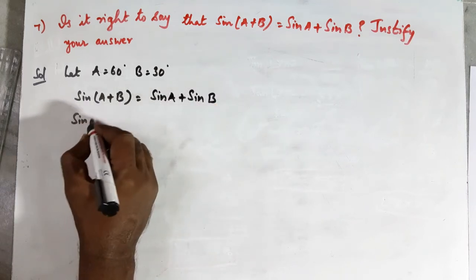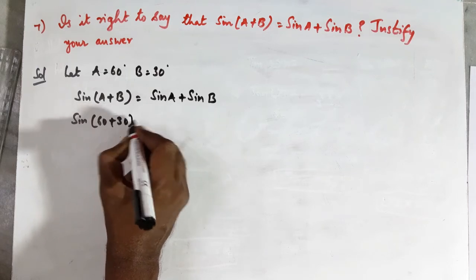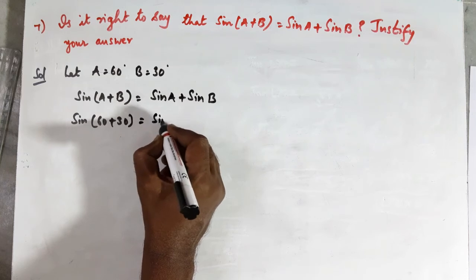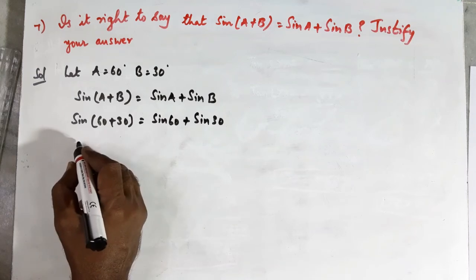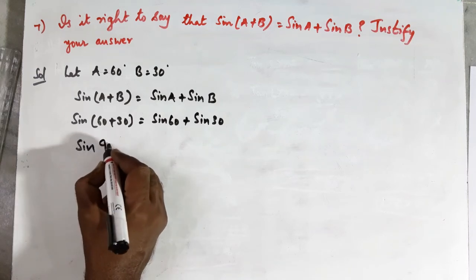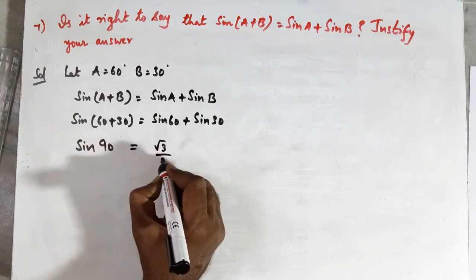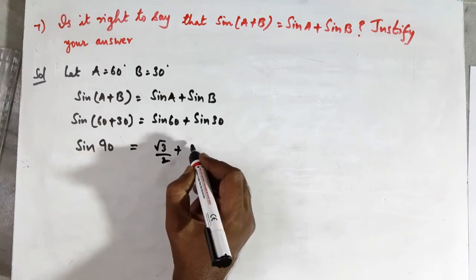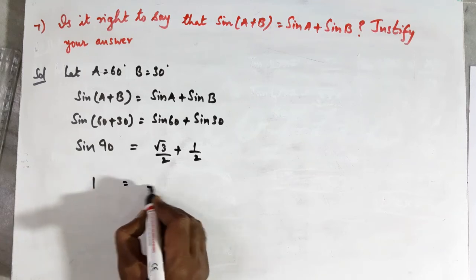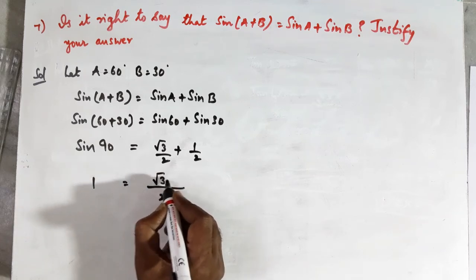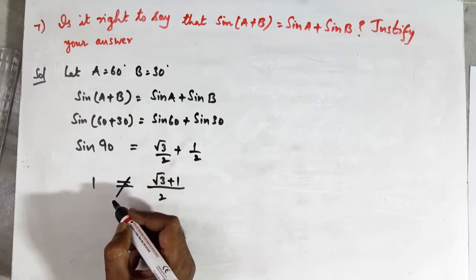Sine of a is 60 and b is 30. Sine of 60 plus 30, that is sine 90, is equal to sine 60, root 3 by 2, plus sine 30, 1 by 2. Sine 90 is 1. Here we have root 3 plus 1 by 2. Whether these two are equal? No, these two are not equal.